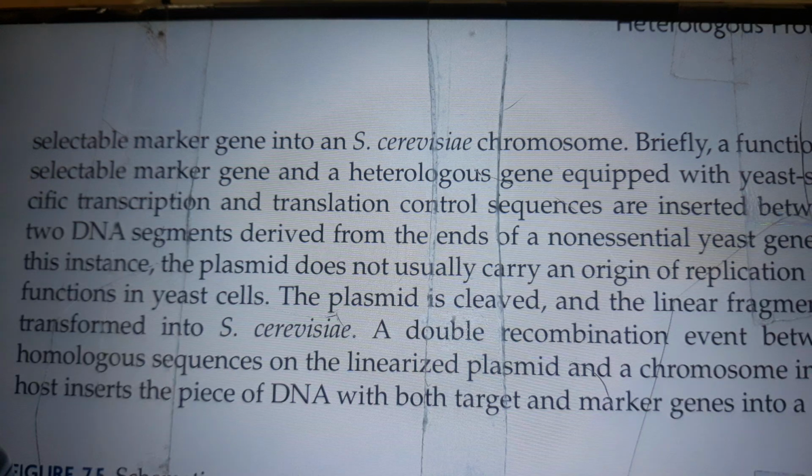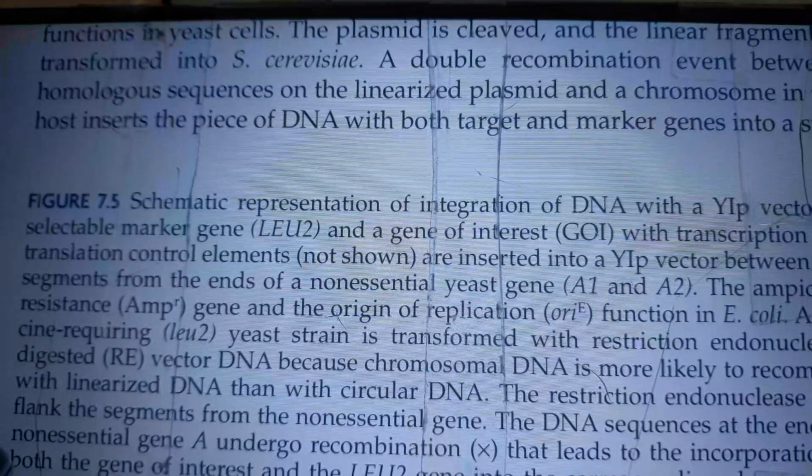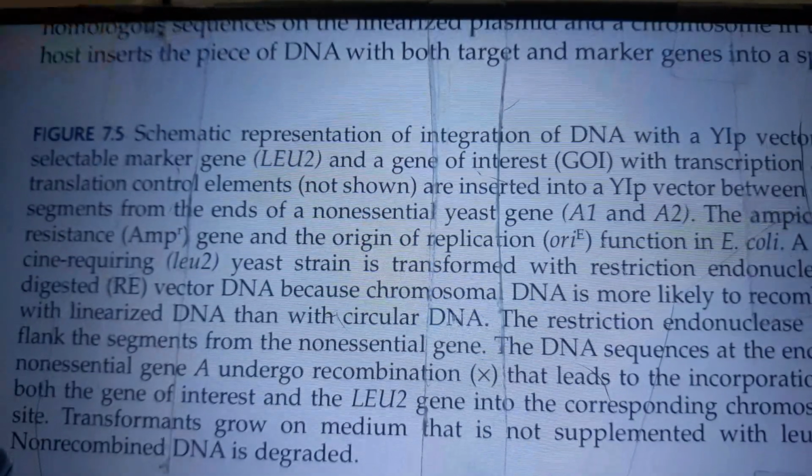A functional selectable marker gene and a heterologous gene equipped with yeast-specific transcription and translation control sequences are inserted between two DNA segments derived from the ends of a non-essential yeast gene. In this instance, the plasmid does not usually carry an origin of replication that functions in yeast cells. The plasmid is cleaved and the linear fragment is transformed into S. cerevisiae. A double recombination event between homologous sequences on the linearized plasmid and a chromosome in the host inserts a piece of DNA with both the marker and target genes into a specific chromosome site.